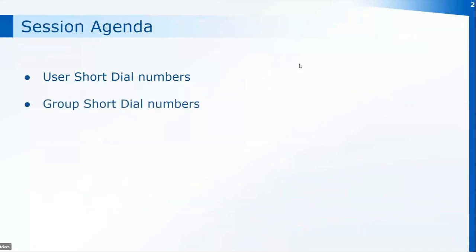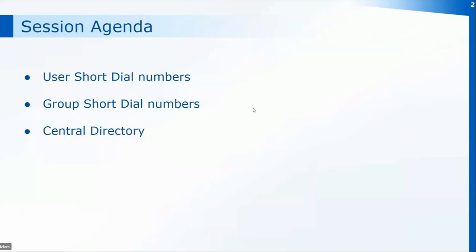During this session, we're going to have a look at assigning user short dial numbers and also group short dial numbers. We'll look at doing that in both the service delivery console and also the configuration console. We're also going to have a look at the central directory, which is managed through the configuration console, and I'll show you how to enter numbers during the bulk upload.